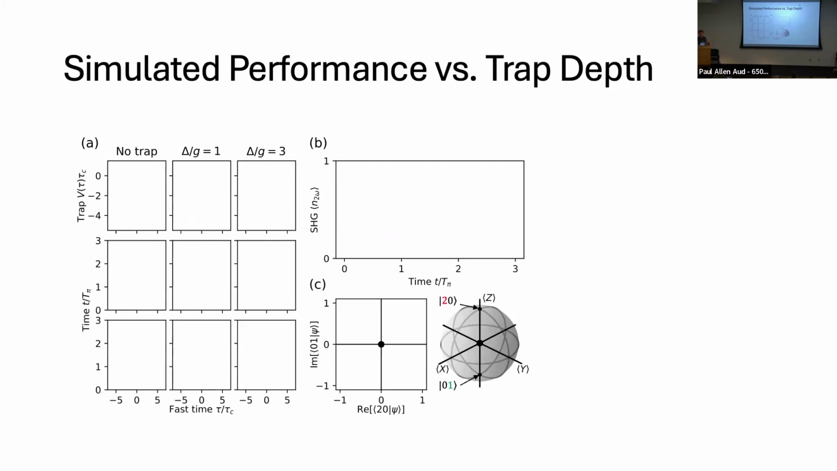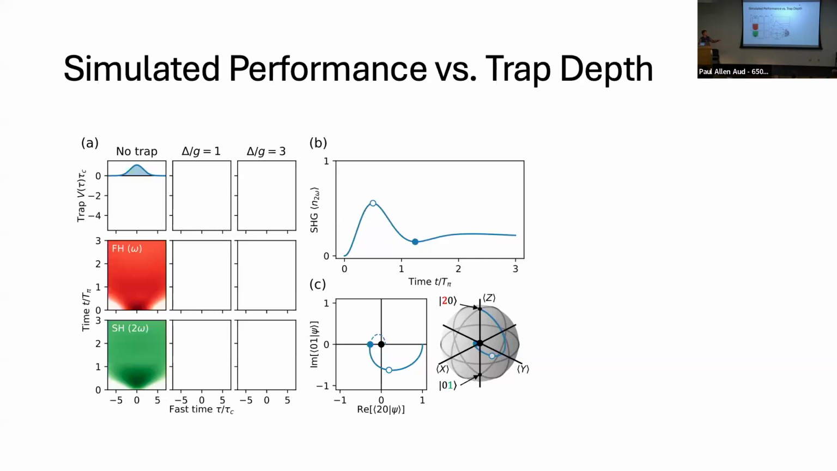So we can see how this works with different trap depths, starting with no trap at all. What's happening here is that I'm injecting one fundamental photon, or two fundamental photons, into it, and it's up-converting to a second harmonic, and then it's sort of down-converting and also spreading out all over the place because there's no trap.